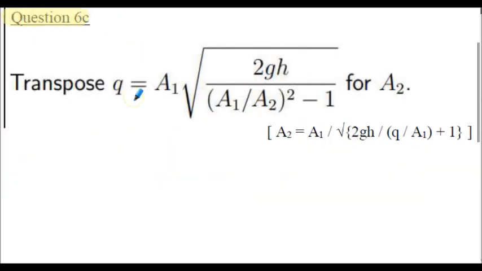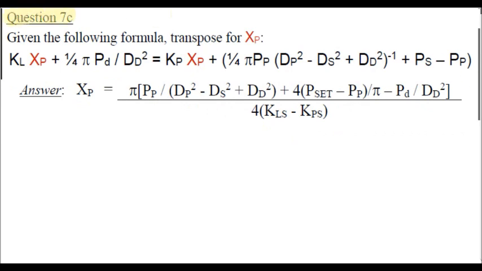Question 6, given the equation for lowercase q, we have to rearrange for A2, shown here, and the solution for A2 shown in the square bracket here. Question 7c, actually an equation given to me by a student that he was using within his industrial workplace. It's a quite complicated formula shown here. We have to rearrange this formula for XP. XP occurs twice within the formula given. And here's the final answer we need to prove for XP.